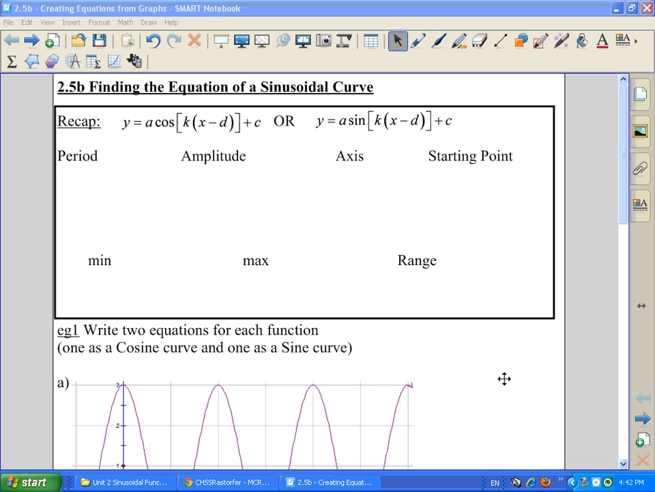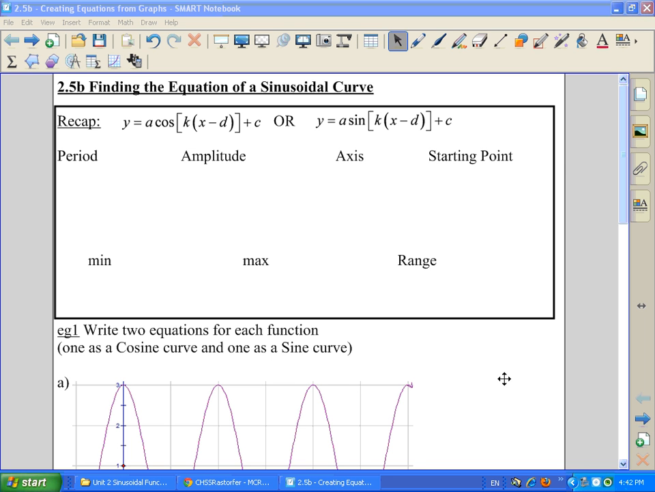Hello class, and welcome to lesson 2.5b, finding equations of a sinusoidal curve. Again, this is a two-part series. We discussed this last class. We're just going to extend it a little bit further today. So let's just quickly recap what we should know.